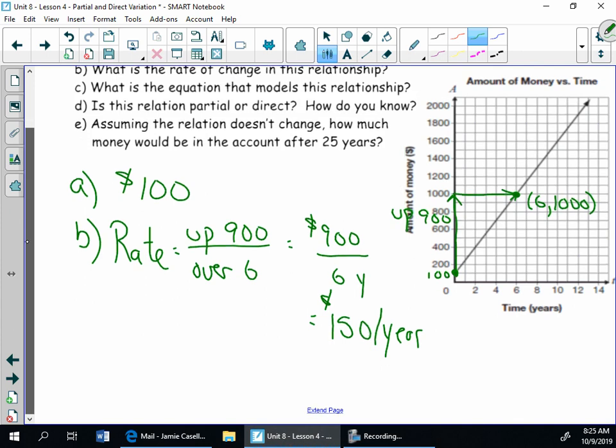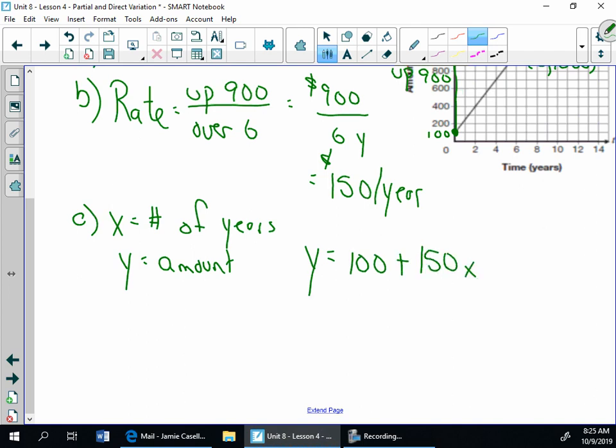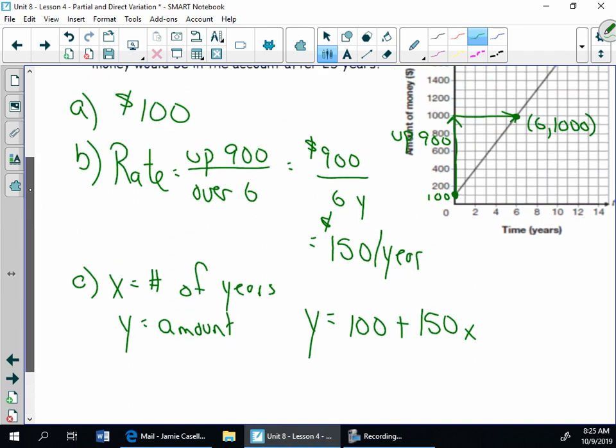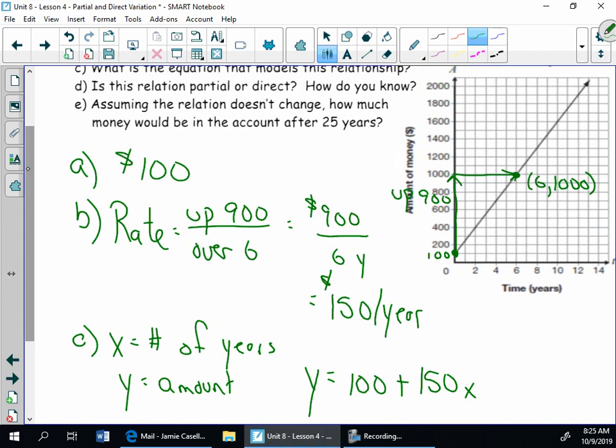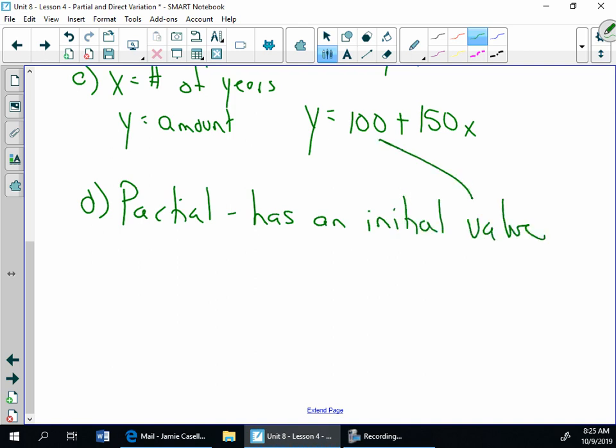Okay, part C is make the equation. X equals number of years, Y equals amount. Our equation: we started at 100, which was in the bank, and then we started adding 150 every year. Okay, is it partial or direct? How do you know? We know that now. It's definitely partial. And our explanation why: it has an initial value. How much? Right there, $100, right?